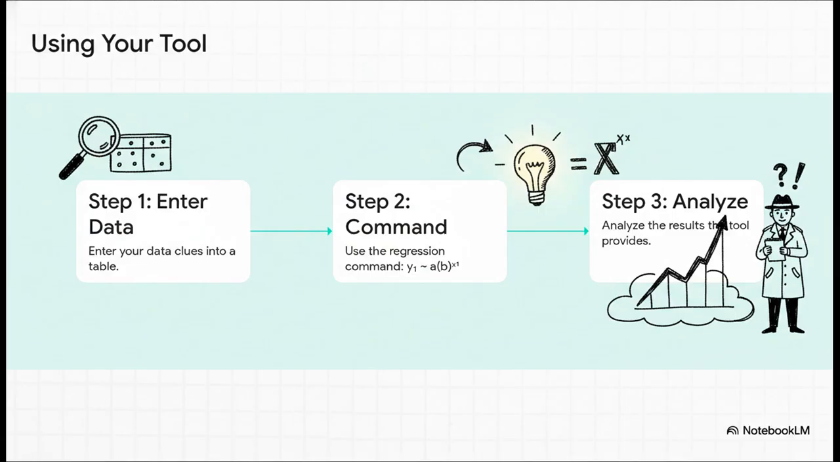First, you just feed it your clues, your data points, by putting them into a table. Then you give Desmos this one little special command. It looks kind of weird, but it's just telling the tool, hey, find me an exponential equation that creates a curve that best fits all the data points I just gave you in my table. So you see, our job isn't to be the calculator. Our job is to be the detective who figures out what the calculator's results actually mean.